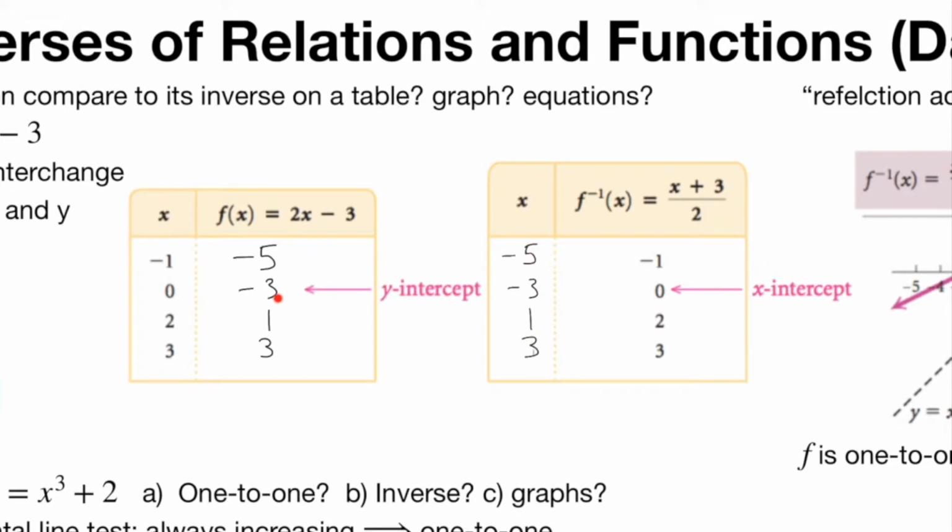What used to be a y-intercept is now an x-intercept. And if you put -5 into this function, it would be -5 plus 3 is -2, divided by 2 is -1. That's the output here, -1. These tables are inverses of each other.